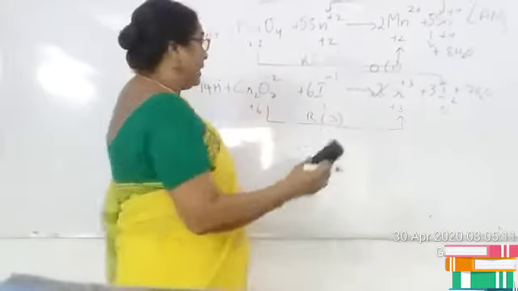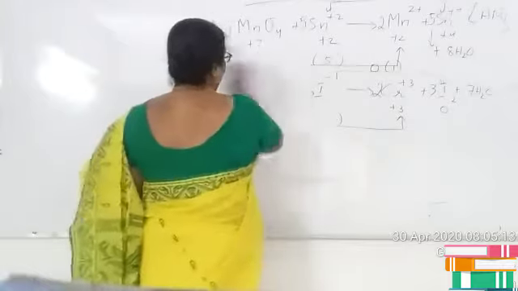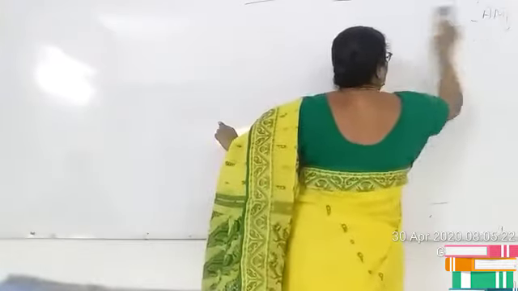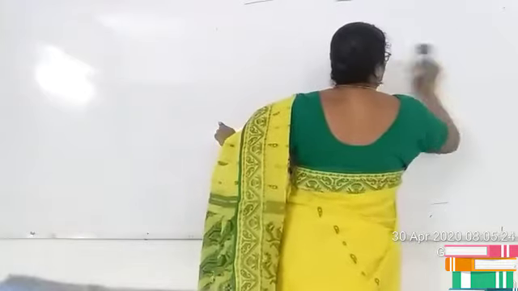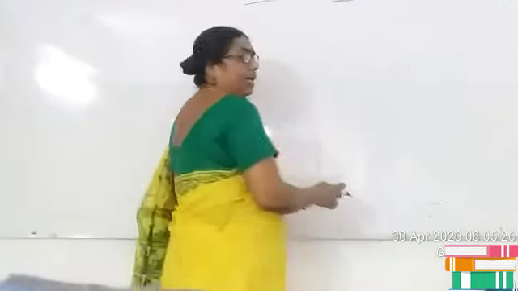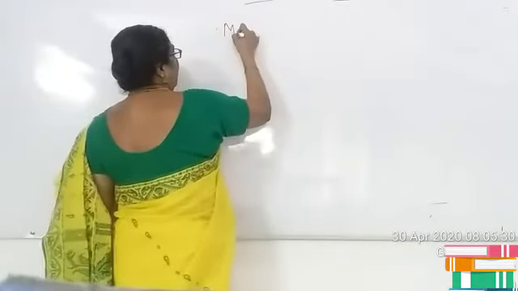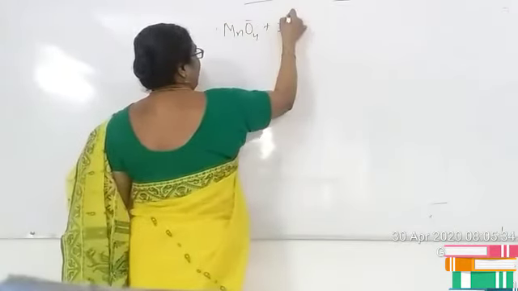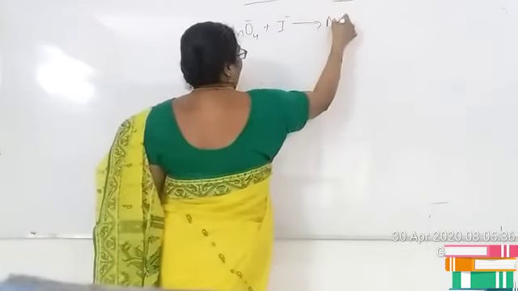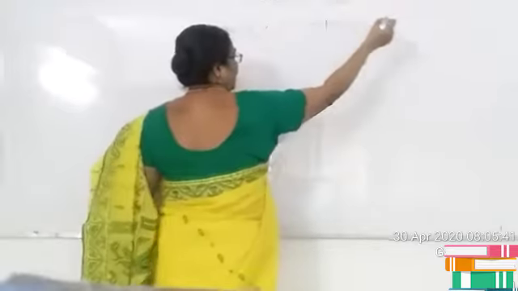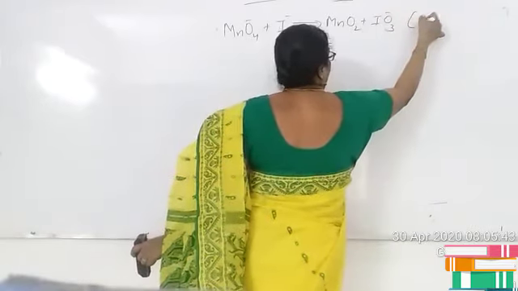Now let us consider an example in basic medium. You have to proceed with the same steps, but the only difference is that in order to balance hydrogen, you are supposed to provide OH minus. So let us consider the reaction: MnO4 minus plus I minus will give you MnO2 plus IO3 minus. The reaction takes place in basic medium.